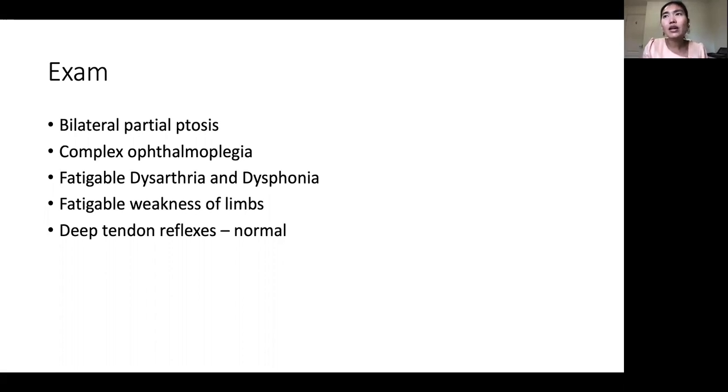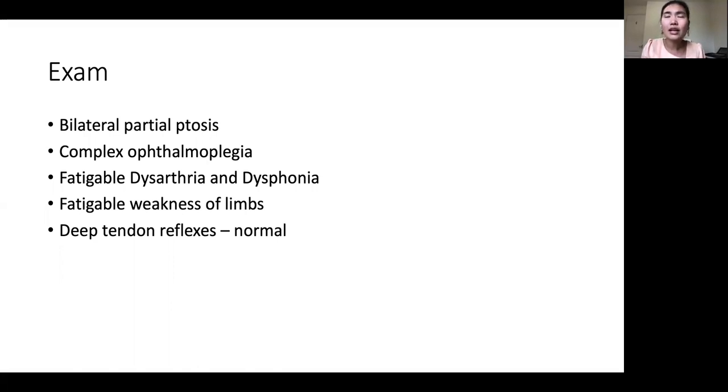Complex ophthalmoplegia means you cannot pinpoint to any of the third, fourth, or sixth cranial nerve palsy or combination of those. You don't really know what's happening. You don't think this is the third, fourth, or sixth cranial nerve palsy, and then you call it complex ophthalmoplegia.